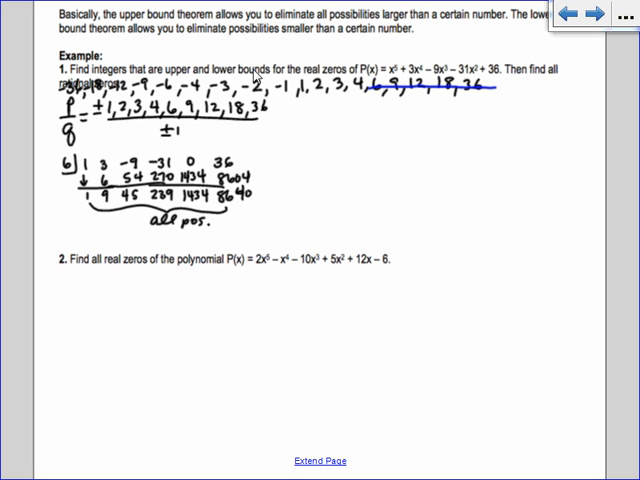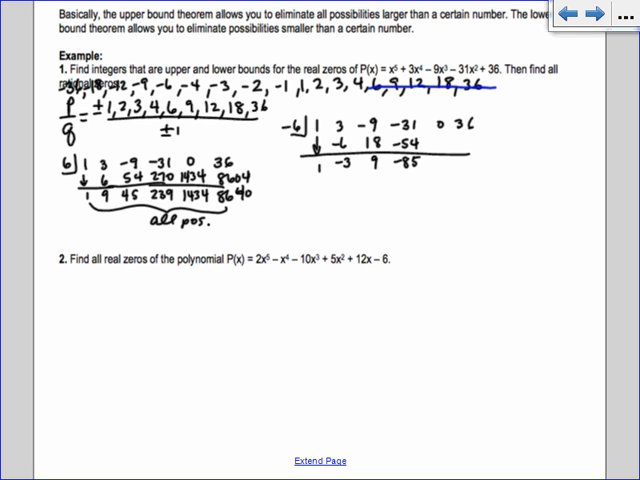So let's say we try, I don't know, like -6. So pick a negative number to find a lower bound. So if I try -6, I have 1, 3, -9, -31, 0, and 36. Do you see how it's alternating? Okay, that's what you want.